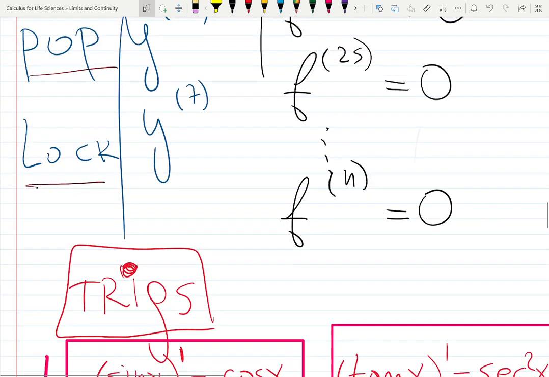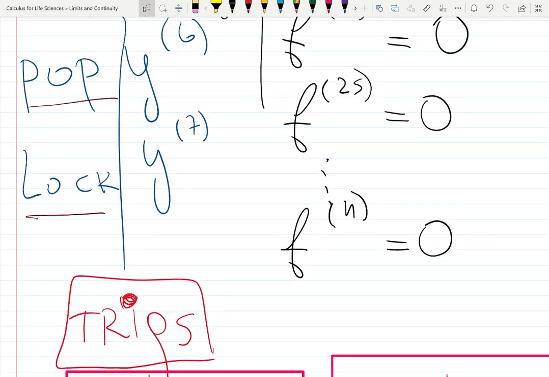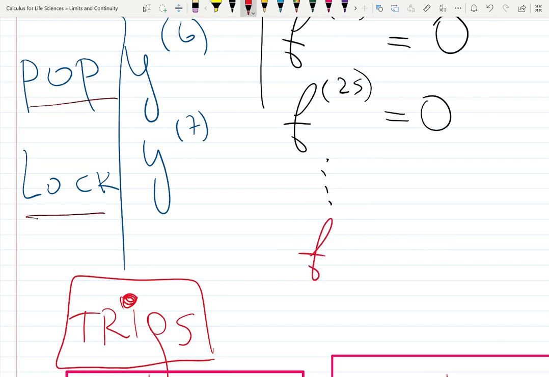But to be honest, you can take as many derivatives as you want, and in general, the notation looks like so. Let me write it down in red. Infinitely many derivatives. You take the n-th derivative, put n in parentheses. So that is the notation of the n-th derivative.